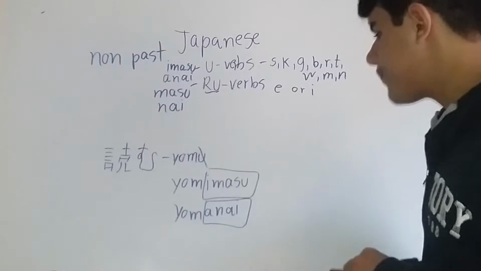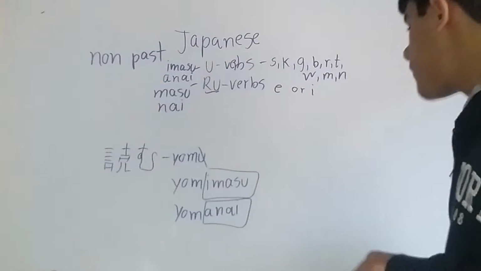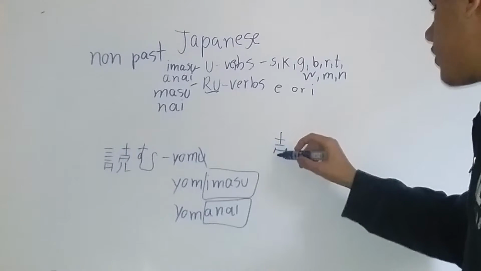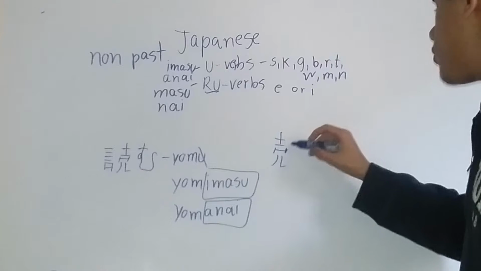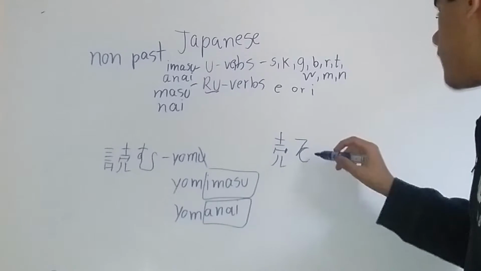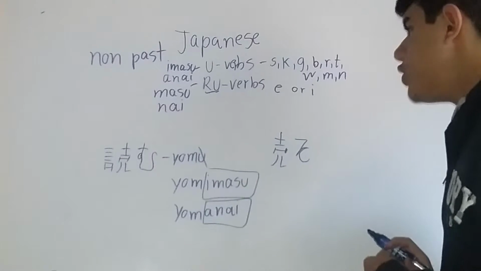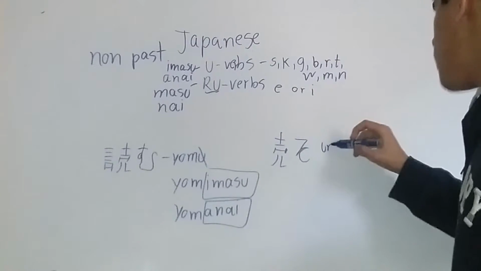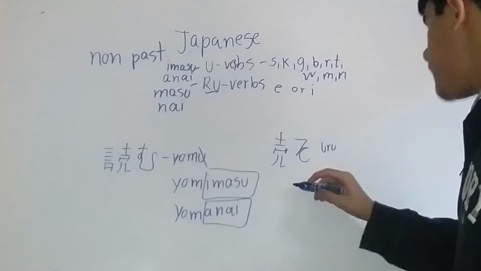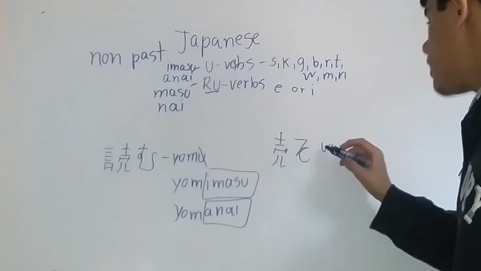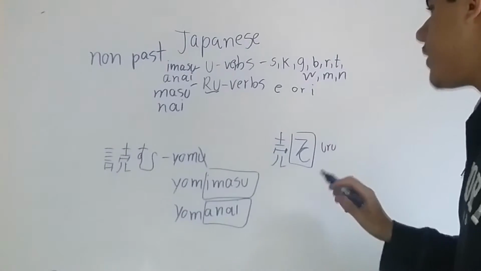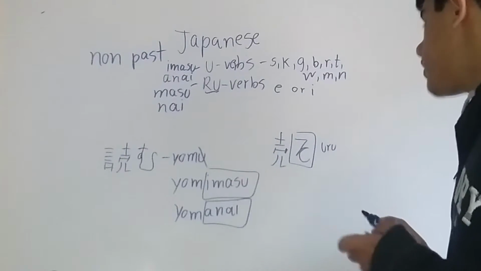Another example would be the verb uru, to sell. The verb uru, to sell, is another example of a U verb. We conjugate it like this: we take this part here and we put imasu or anai.